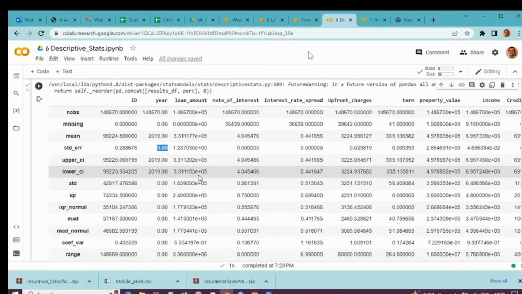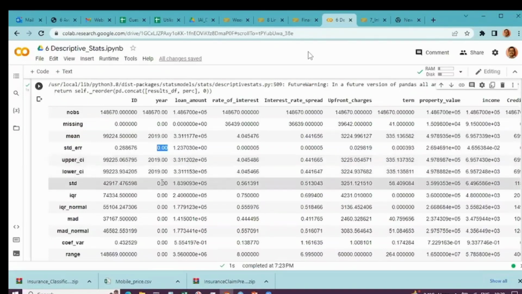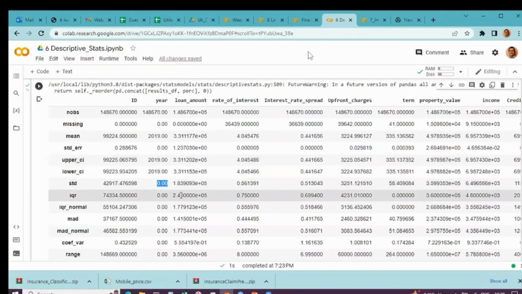Right? Standard error is typically coming from sigma by root n, standard deviation by square root of n. So you are clearly seeing that the standard error is 0 and the standard deviation is also 0, which means there is no variation at all in the data. All the data points are 2019 only.